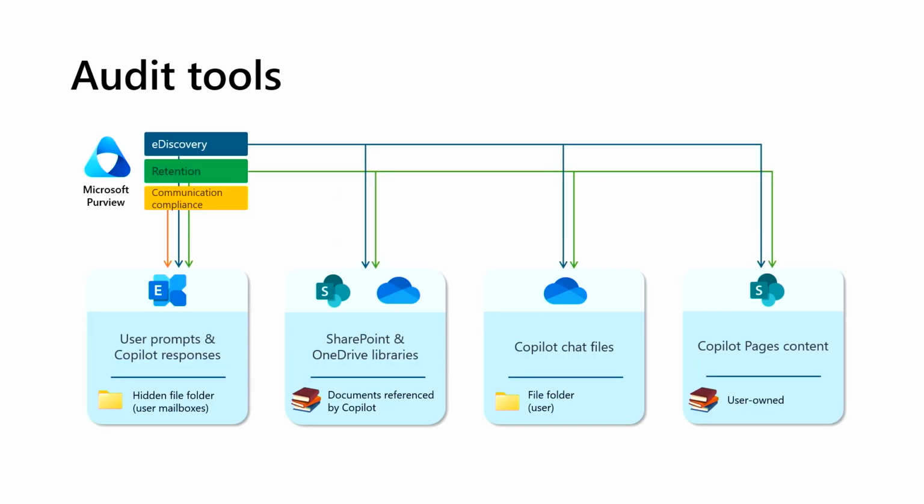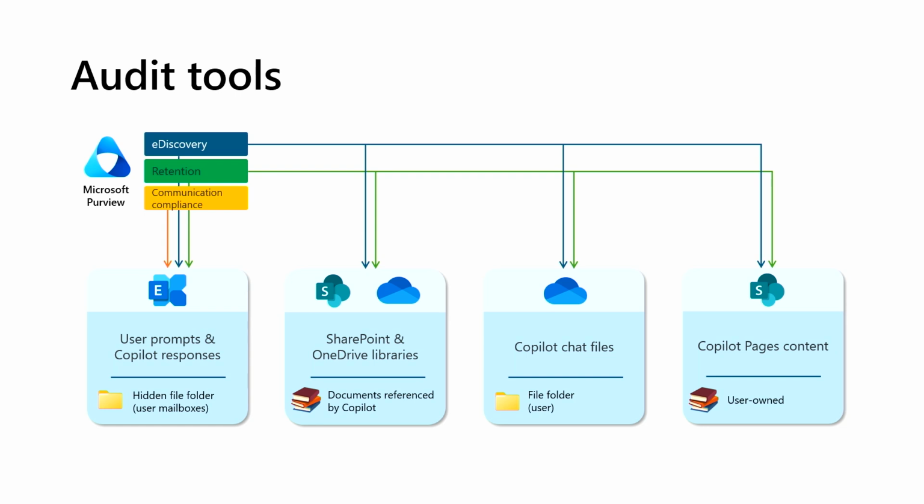Okay. So you heard me talk a little bit earlier about respecting your choices around where your data lives. Audit tools. So one of the things that we want to make sure that you have, in addition to the ability to understand where your data is going, is an ability to go look at it and audit it and do all the things that you as a company are required to do. So e-discovery, right? Retention policies. There are now separate retention policies for Copilot data, and communications compliance.